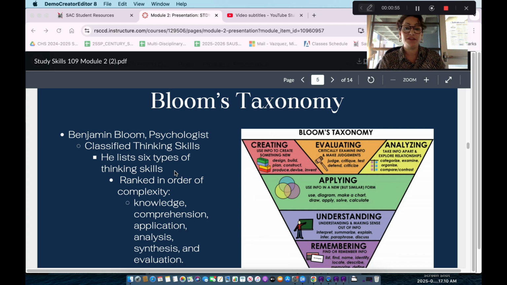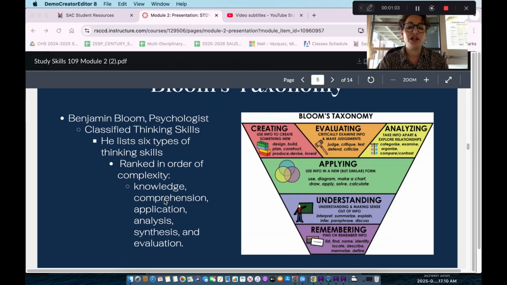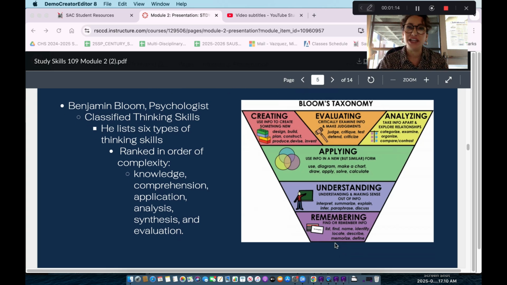There's 6 types of thinking, and they rank in difficulty basically to the easiest way to think. We have knowledge, comprehension, application, analysis, synthesis, and evaluation. So the easiest one is remembering. What is your name? What do you identify as, female, male, non-binary, and so on? Understanding is explaining something, paraphrasing, and discussing.